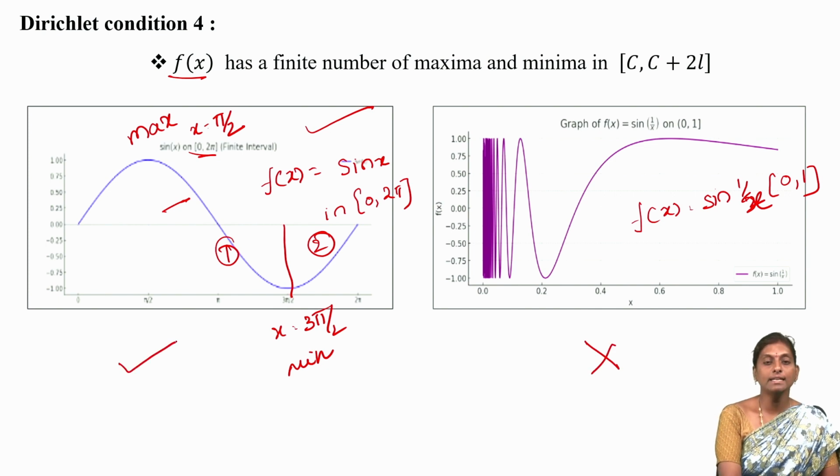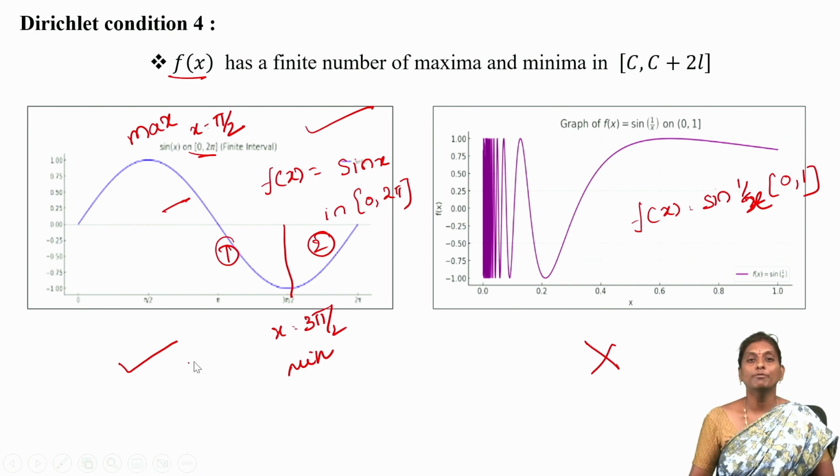Yes, for sin x in the interval 0 to 2 pi, Dirichlet condition number 4 is satisfied. What is Dirichlet condition number 4? f of x has a finite number of maxima and minima in the interval c, c plus 2 pi.